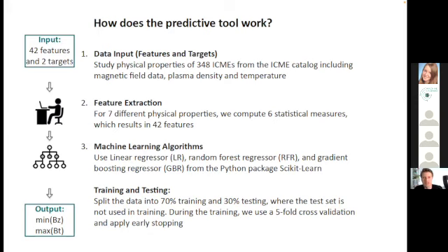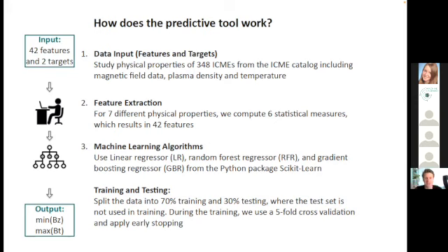I would also like to go a little bit into detail about the machine learning approach that we applied. Of course, we need to specify the data input, specifically the features and the targets. So we study the physical properties of all these ICME events in the catalog, including the magnetic field, speed, density, and temperature. We also look into combinations of these different properties. And as the target, what we want to get out of the machine learning model, we focus, as I said already, on the minimum value of the Bz component, and also on the maximum value of the total magnetic field as a kind of proxy for how bad it can get for the most severe Bz disturbances.